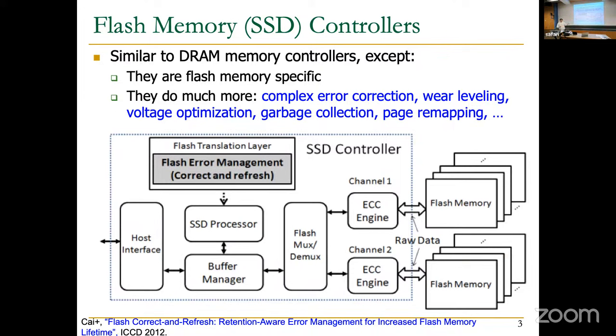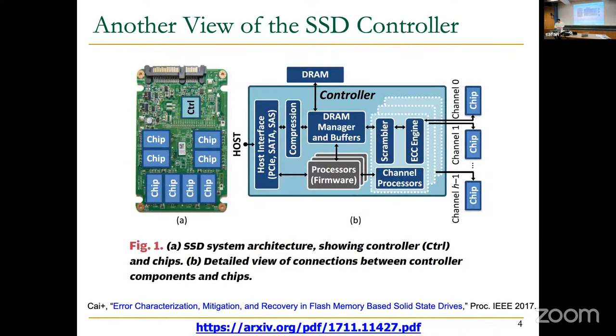So to do this, you also need to perform page remapping. That means you take the physical addresses, for example, coming from your processor system or the rest of your system, to flash pages. Now, you have to be able to remap those physical addresses to the flash pages because you want to distribute your writes equally over the overall rows in your flash chip. These are complicated. These require a lot of metadata, and therefore you have a lot of components on the flash chip. You can see here we have the buffer manager and ECC engines, and this is a different picture. This shows a DRAM manager and DRAM buffers as well.